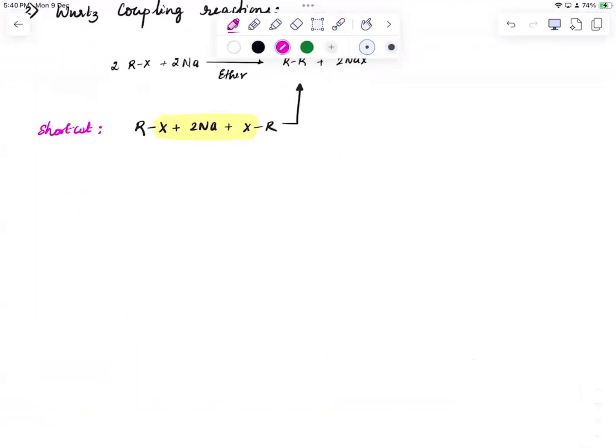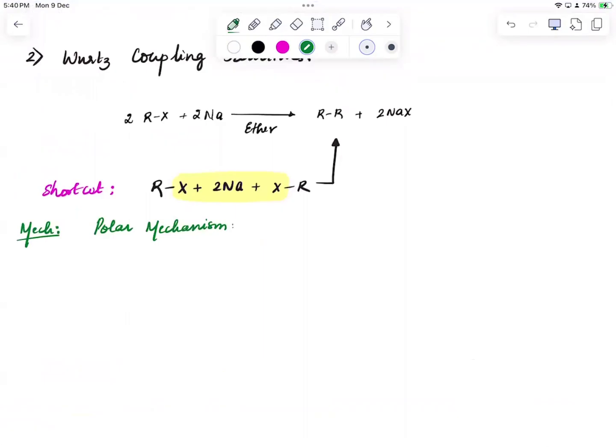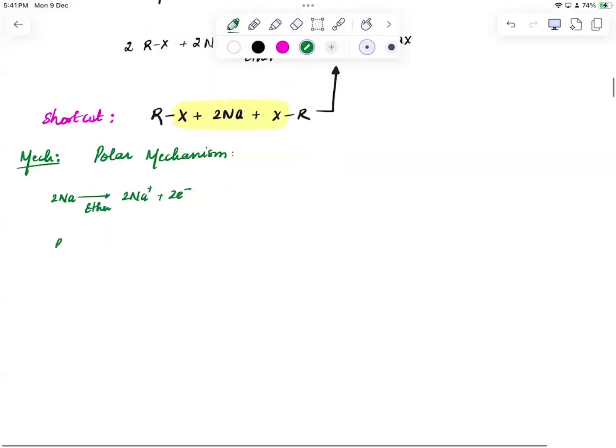Now let's see the mechanism. The mechanism is of two parts. One is the polar mechanism. Polar mechanism, as in you're expecting the reaction to happen with some ions in nature. So how does that work? Imagine I have 2 moles of sodium added in ether, and sodium is an excellent source for releasing electrons. So it will release electrons into the solution.